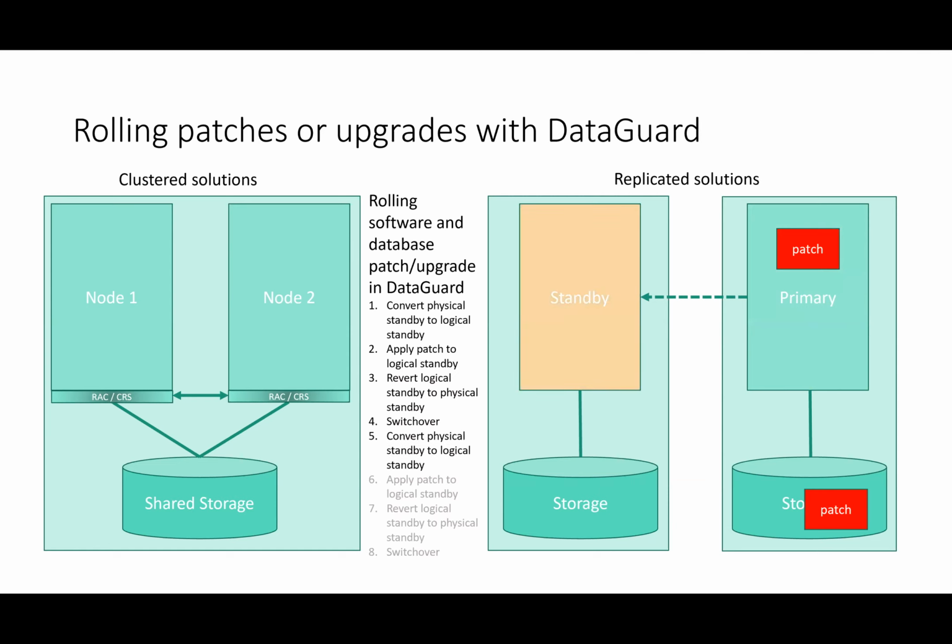And then we repeat the process on the old primary. We convert to physical to logical, apply the patching, revert back to physical. And if we like, then switch over back. That's a real rolling upgrade. And that's something that can't be done with RAC.